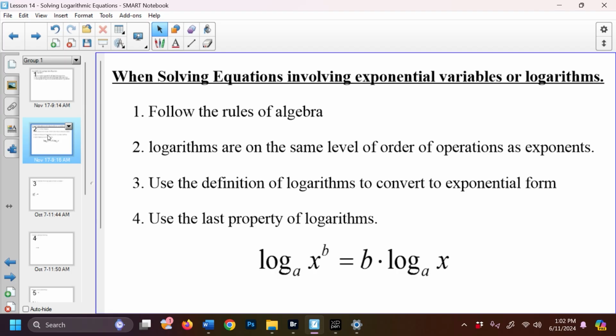Let's get started. When solving equations involving exponential variables or logarithms, we're going to make sure that we're following the rules of algebra, especially order of operations, because logarithms are going to be on the same level as exponents. We'll use the definition of logarithms to convert to exponential form when we can, and use the last property of logarithms from the last lesson, which allows us to take the exponent of a logarithm and bring it down in front. Other than that, we just have some examples.